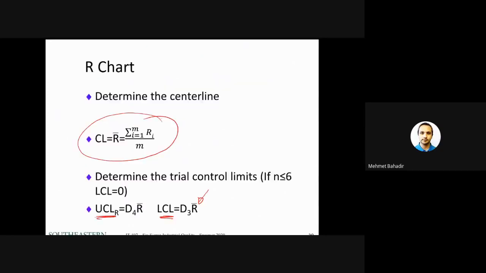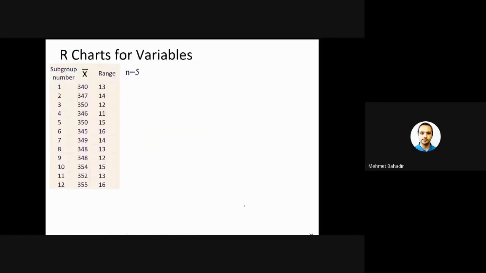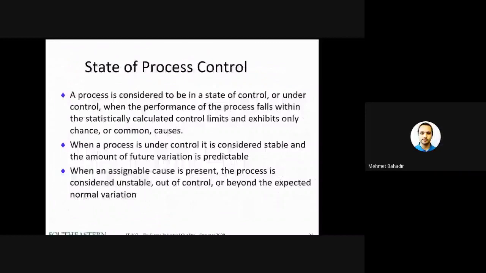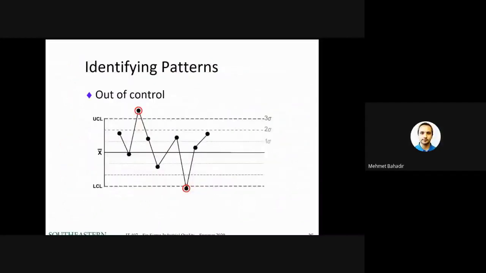Before we finish this, I'm going to show you how to analyze the charts. What makes a pattern? What makes a process out of control? Obviously, if you find a point outside your control limits, it means that process is out of control. So something happened at these points that needs to be identified. You need to create a Six Sigma team, and that Six Sigma team is going to identify the problem there.